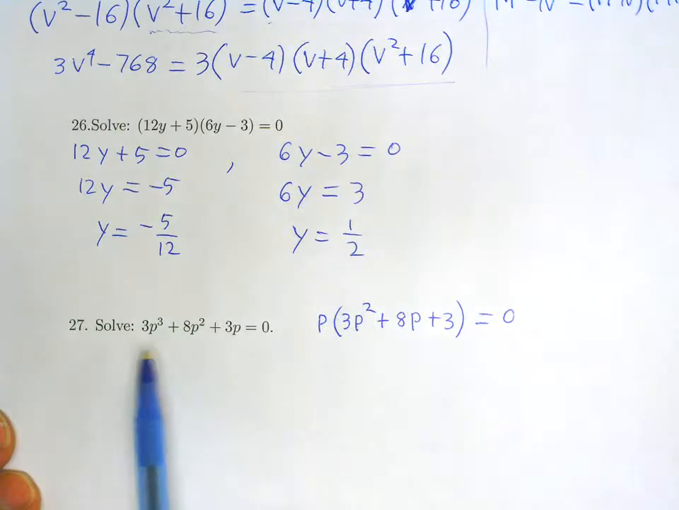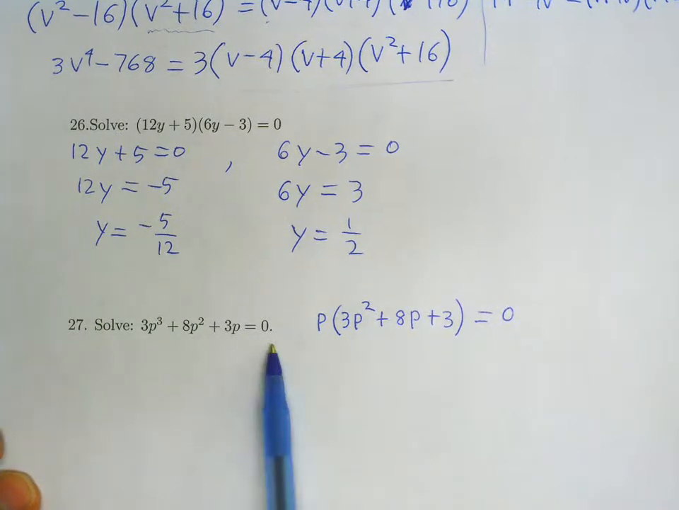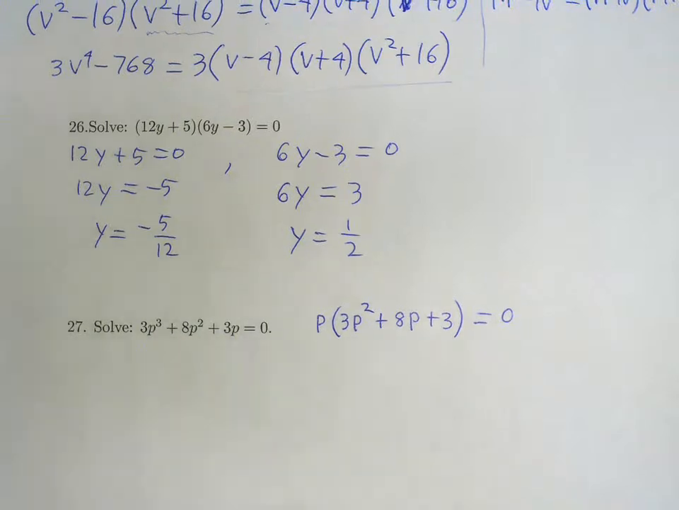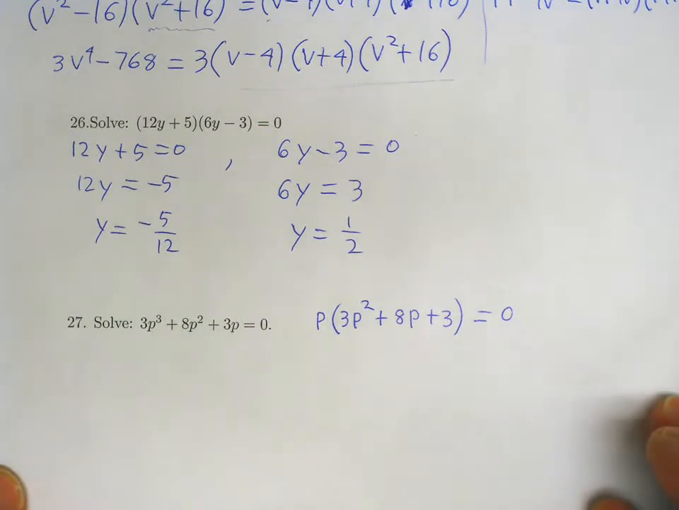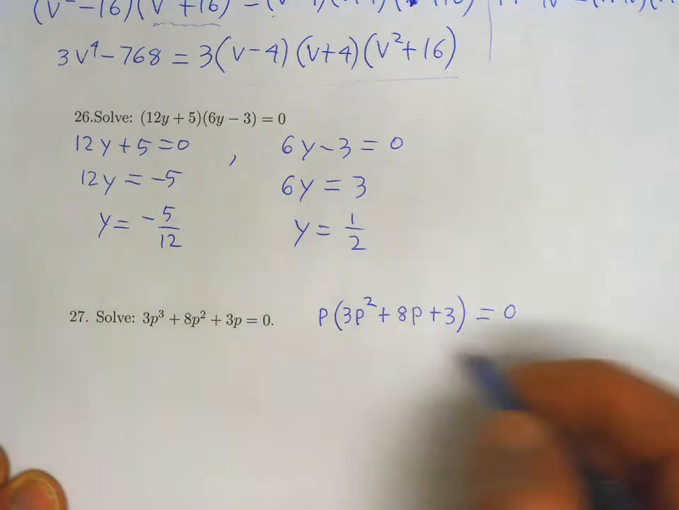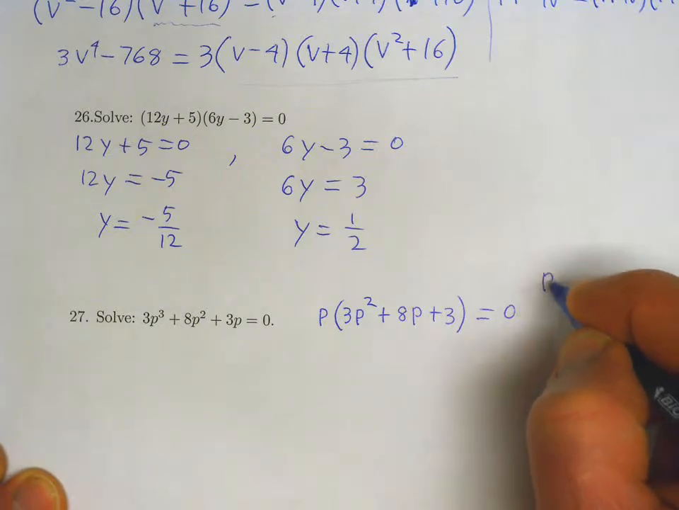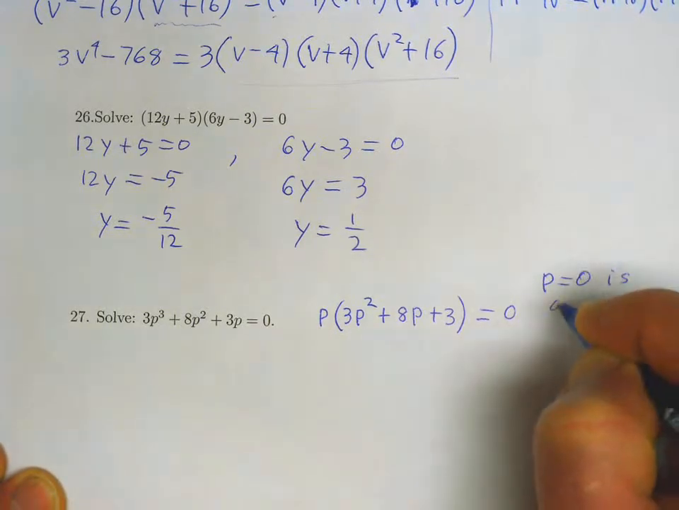You can see that from this original equation. Replace p with 0, you get 0 equals 0. So we want to find the other solutions. So now we have to determine what we get when we set 3p to the second plus 8p plus 3 equals 0. So here I'll just mention that p equals 0 is one solution.